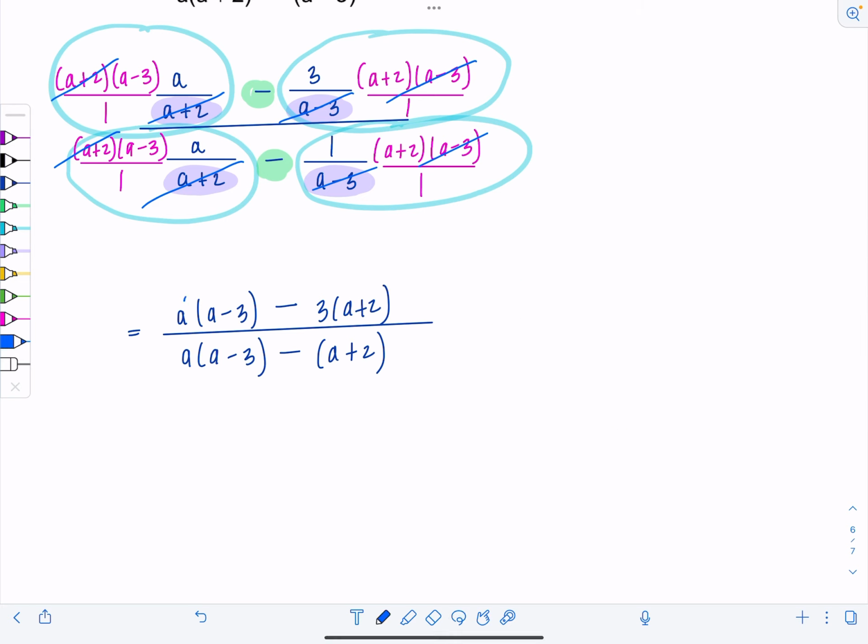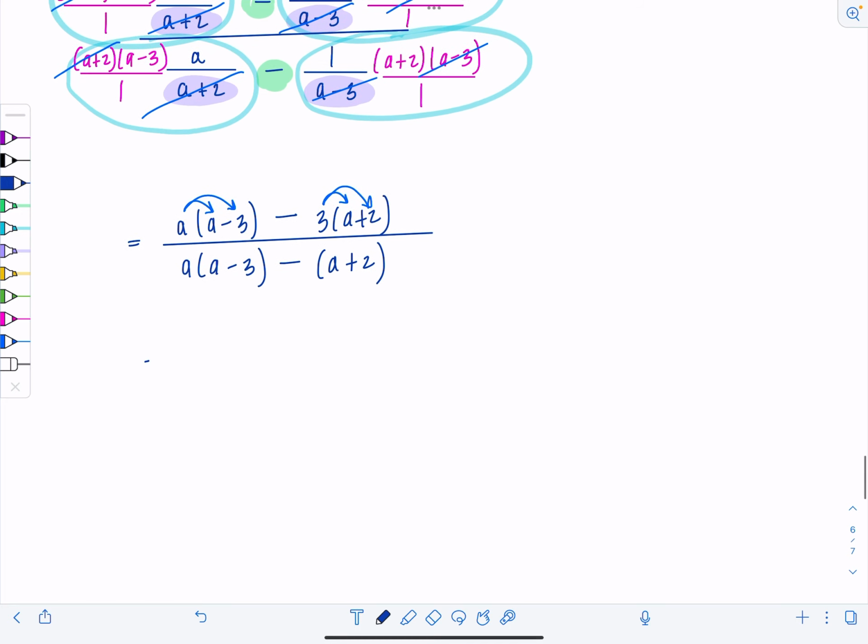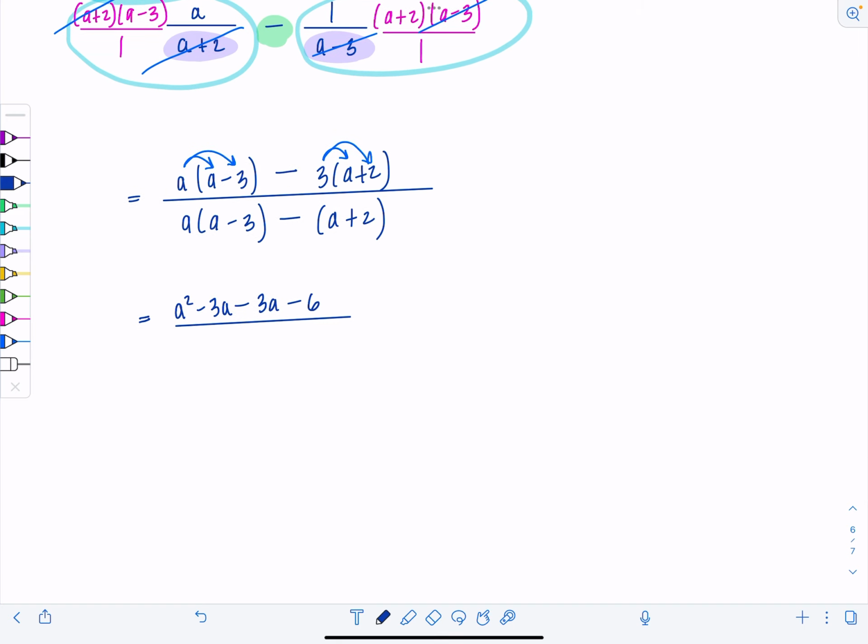What does that mean for us? That means we're gonna distribute. Oh yes, and then clean up and then see maybe after factoring completely, can we cancel? I know. Okay, so we've got a squared minus 3a minus 3a minus 6. Good. Over, and then same thing, distribute in the denominator. So we've got a squared minus 3a minus a minus 2. And then let's combine our like terms. So we've got a squared minus 6a minus 6 in the numerator. And then a squared minus 4a minus 2 in the denominator.